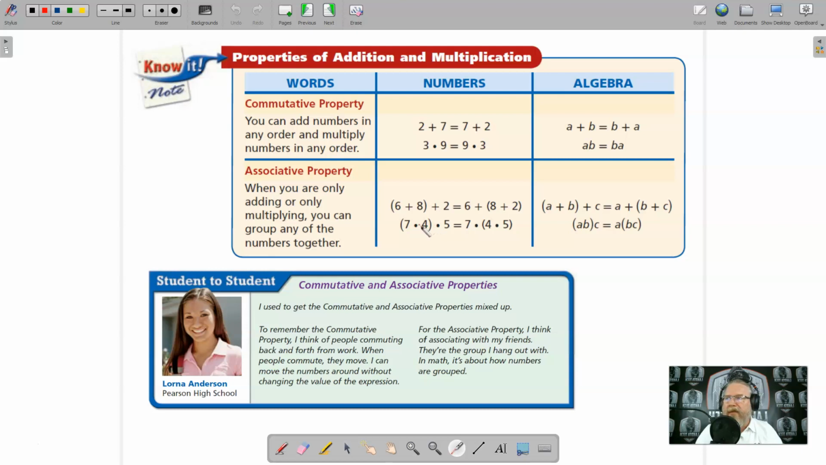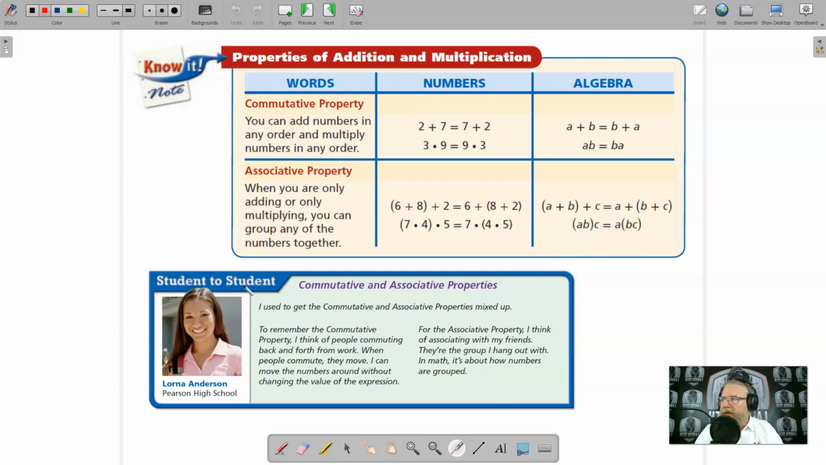It's just that first, on one side, we're multiplying 7 times 4, then multiplying by 5. And on the right side, we're doing 4 times 5, then multiplying by 7. The grouping does not matter. In using letters in algebra, we would say the quantity of A times B times C is equal to A times the quantity of B times C. Or we could say that the product of A and B times C is equal to A times the product of B and C. The word product implies, it tells us to multiply.